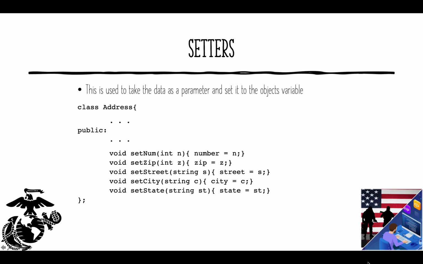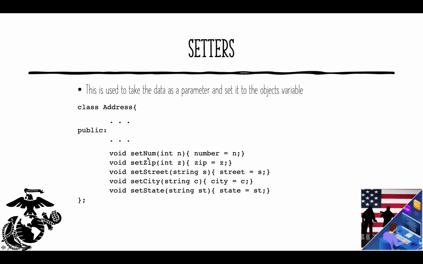So this is what it would look like. This is used to take data as a parameter and set it to the object's value. So we have a set number, set num, which takes the int n as a parameter, and it assigns the parameter int n to the actual number, which is part of the object data members, a private data member. So it utilizes this public function, the set num function, passes in the num, and the num gets assigned to number. And we do the same thing for every variable that we have.